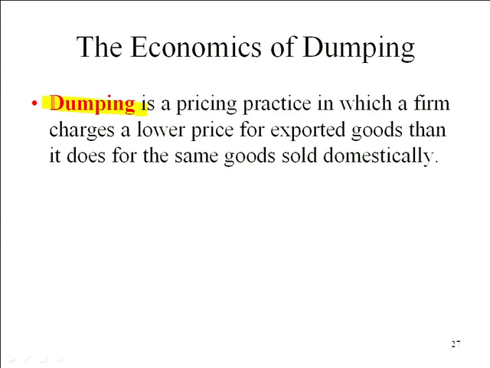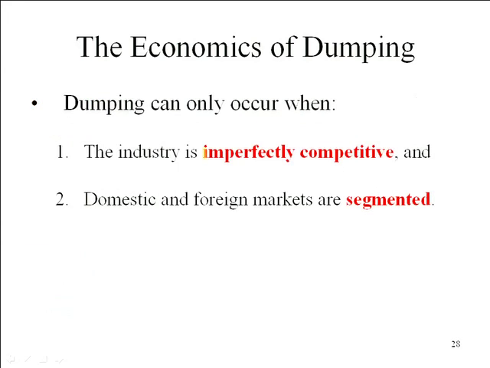For this to work, the industry has to be imperfectly competitive domestically. Good, not a problem, right? We have a monopolist. And the foreign and domestic markets must be what we call segmented. Remember, we're selling at different prices in different markets. So segmented means you cannot arbitrage that opportunity. You cannot buy the product in the foreign market at a lower price and re-export it back to the domestic market and sell it, and therefore compete against the monopolist itself. So there's no re-export or arbitrage opportunities between the markets. That's what we mean by segmented.